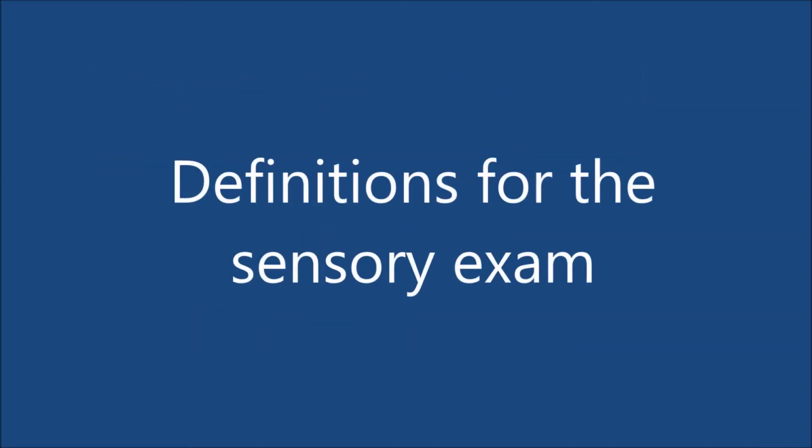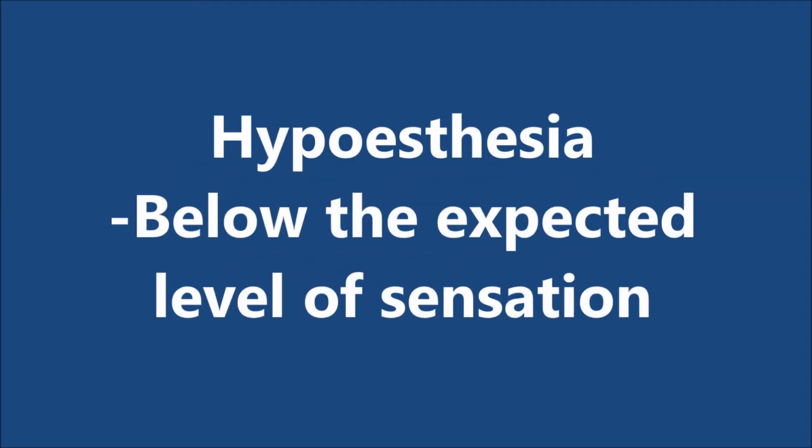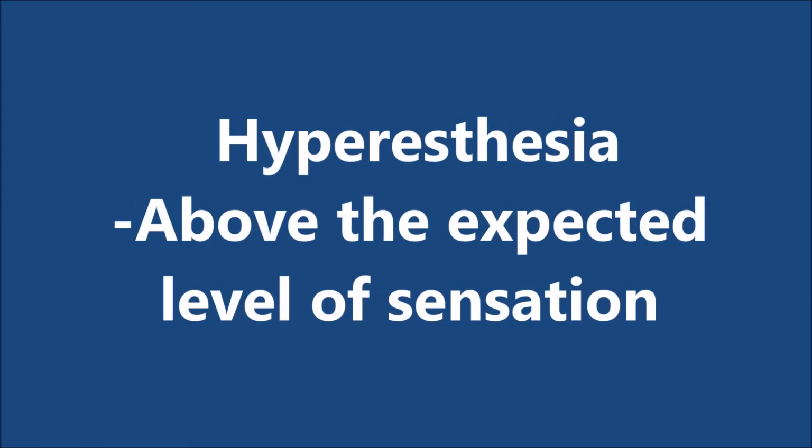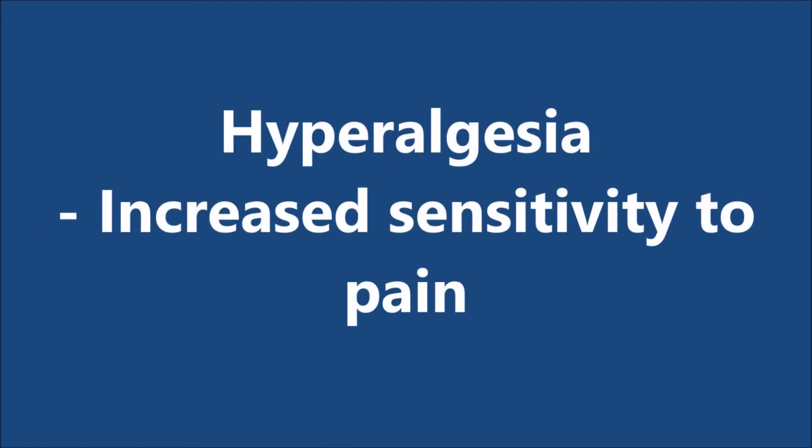Some definitions to note for your sensory exam. The term hypesthesia indicates that the patient feels a decreased sensation than what would be expected. Hyperesthesia is the opposite of that, and the patient feels an increased sensation compared to what would be expected. Allodynia is a pain or unpleasant sensation to an otherwise innocuous stimulus such as light touch. These patients are typically jumping off the bed if they've got allodynia. Hyperalgesia is the term used to indicate increased sensation of pain than what would be expected, such as to a pinprick.